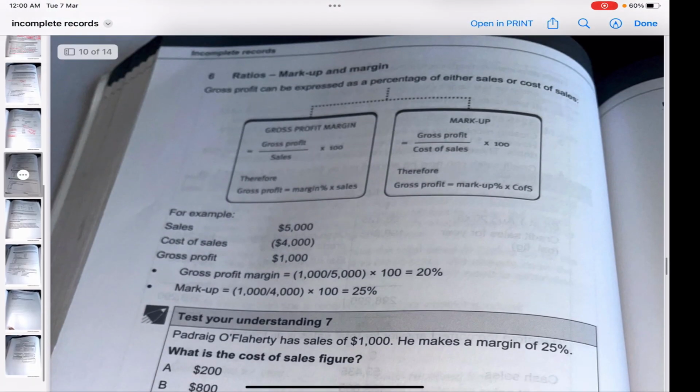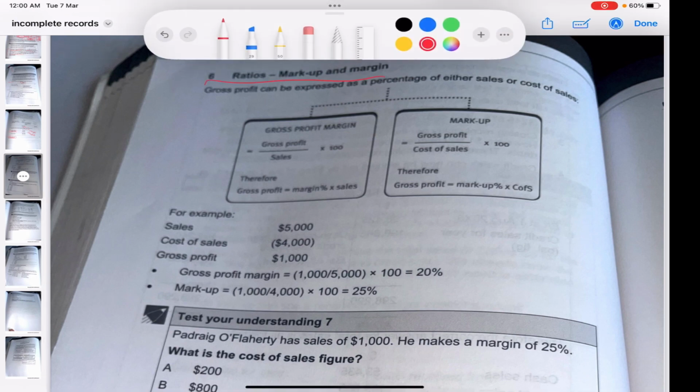Okay, now we come to the last topic in this chapter, and this is the only thing which is new. So now we have two things. The first one is markup, and the second one is margin. Always remember that margin is always on sales and markup is always on cost. This is something you need to keep in mind.